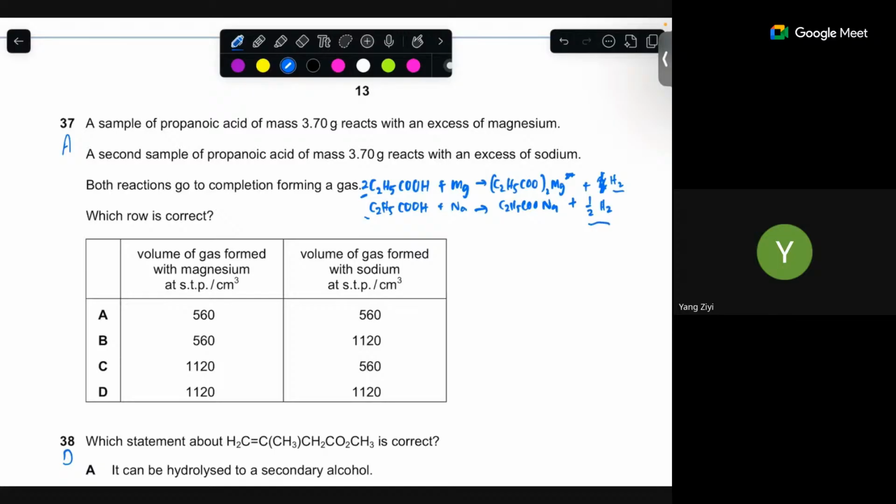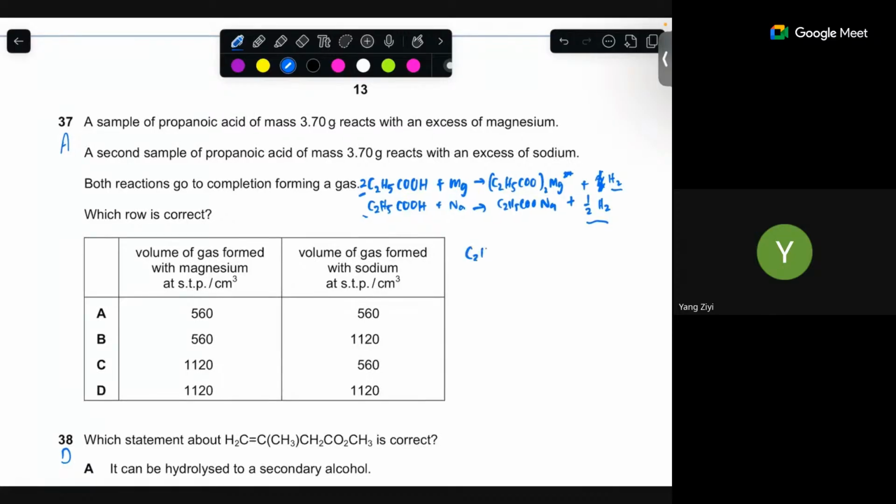If I write the equation, let's say we want to compare the gas. C2H5COOH plus half Mg. Let's say here, volume of gas formed with sodium, volume of gas formed with this. Do remember we want for 1 mole. So for 1 mole, this is for 2 moles, this is 1 mole. So definitely the volume will be different, cannot be the same volume.